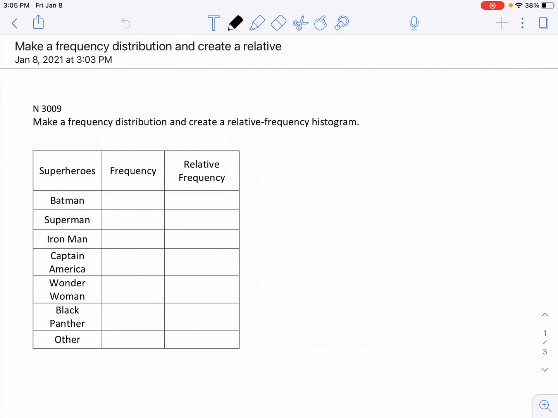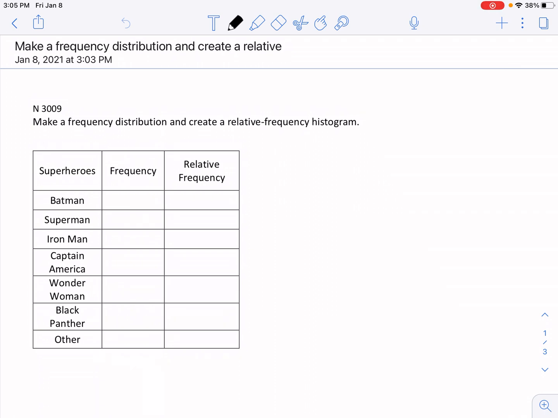All right, so what we're going to look at here is taking a frequency table and then going into the relative frequency, and we want to be able to create a relative frequency histogram, okay? So we want to create, like we showed in the relative frequency video, that bar graph idea. That's called a histogram, okay?